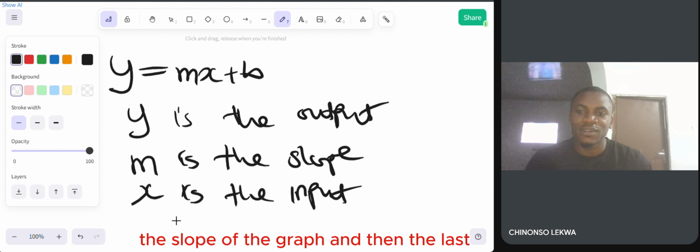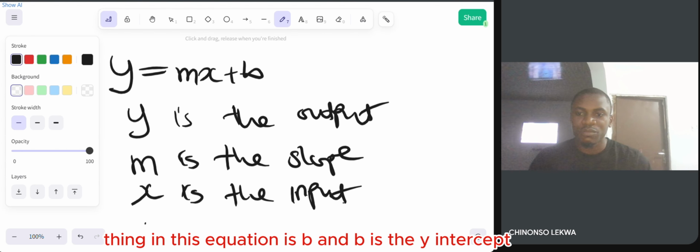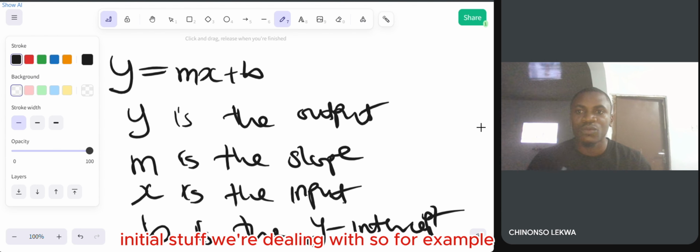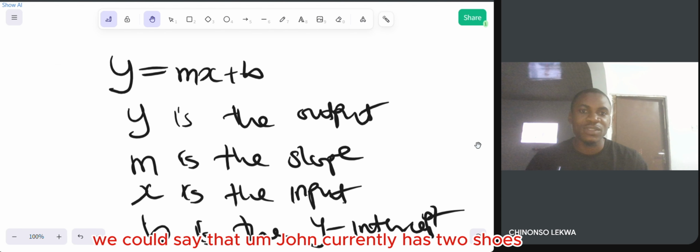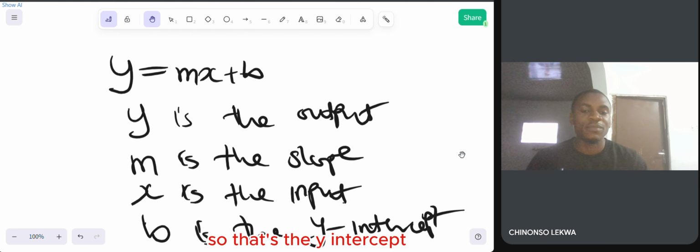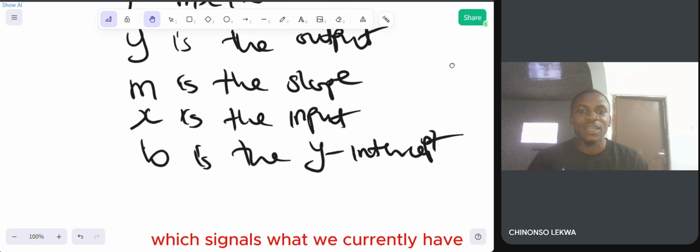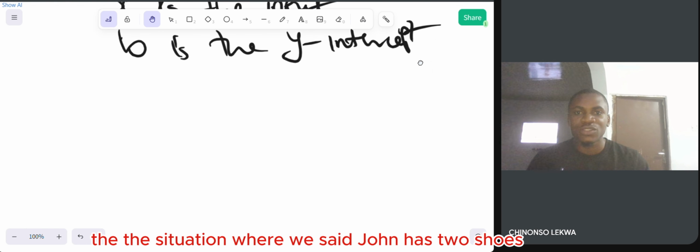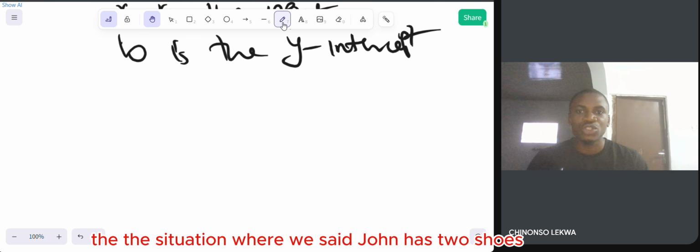And then the last term in this equation is b, and b is the y-intercept. This y-intercept stands for the initial stuff we're dealing with. So for example, we could say that John currently has two shoes, so that's the y-intercept, which signals what we currently have.